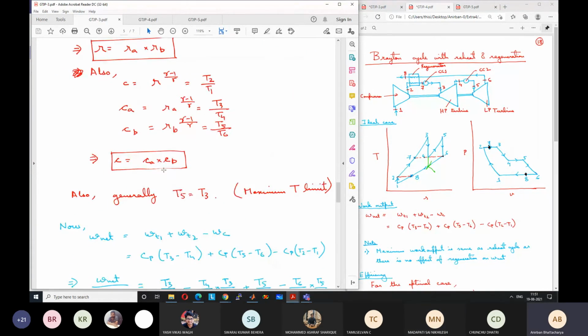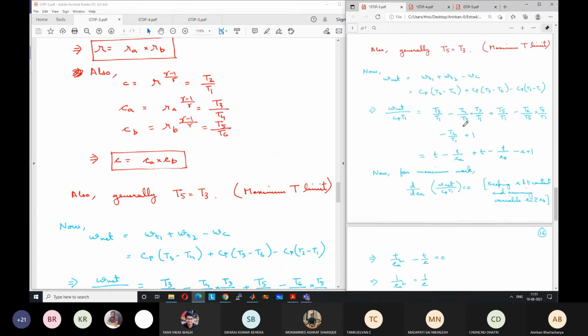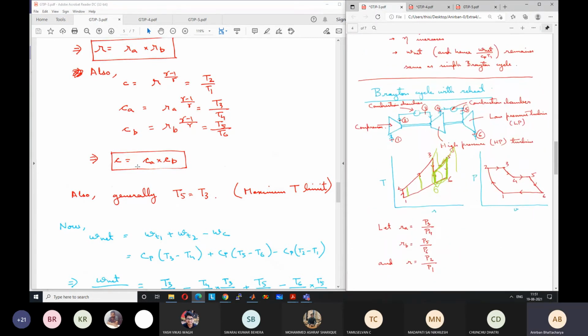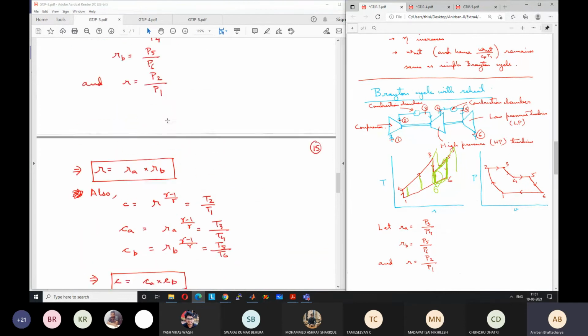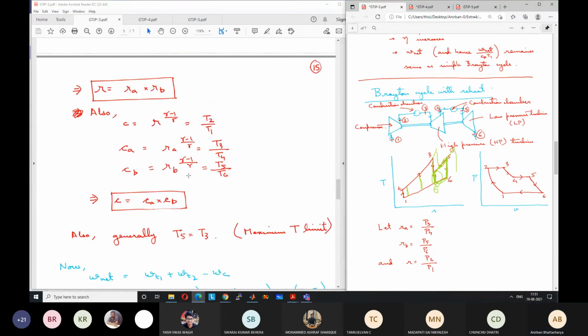So CA and CB are not independent, right? CA and CB are related to the overall pressure ratio C. So I will just keep it open here. So C is equal to CA into CB. Okay, C is equal to R to the power gamma minus 1 by gamma, which is equal to RA into RB whole to the power gamma minus 1 by gamma, because R is equal to RA into RB. That is clear to you, right? So C is equal to CA into CB.